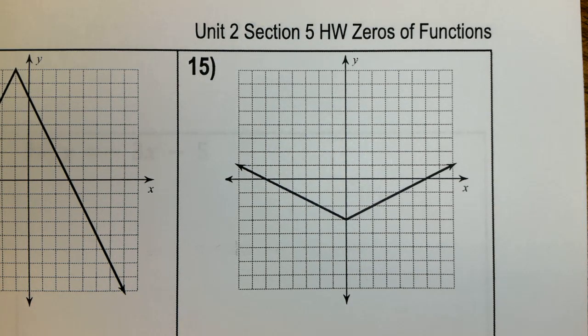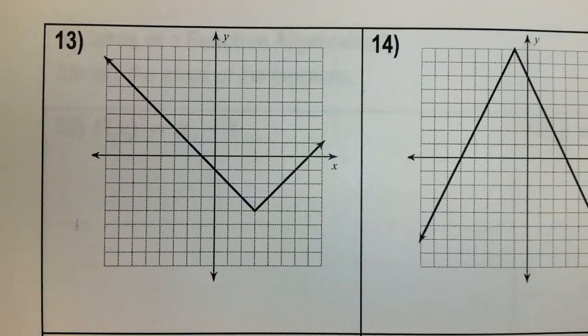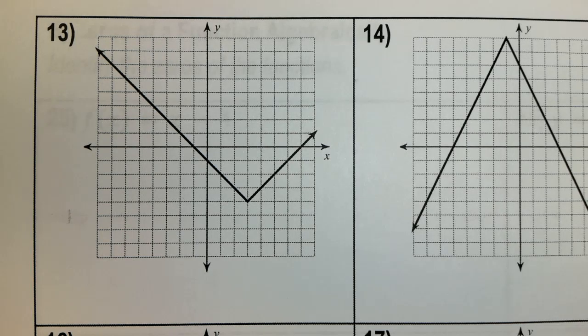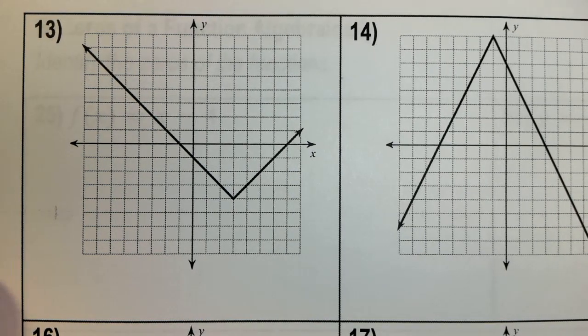All right, we're back. This is Unit 2, Section 5 homework. Still doing zeros. And this is the second page, 13 through 24. So look, another 12 problems, but that's okay. This is the easy one, right? This is the easy part. So I'm going to continue what I did on the first page.